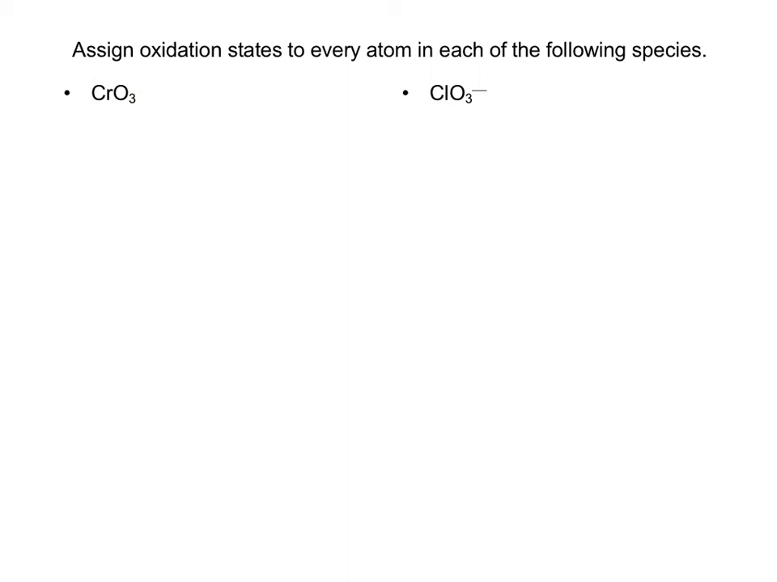I have 1 chromium and 3 oxygens, and because this thing is neutral, their charges and their oxidation states have to add up to be 0. So I would do a little formula, right? I have 1 cation plus 3 oxygens that are negative 2. That has to add up to be 0. So the cation minus 6 is equal to 0. So the cation is plus 6. So the chromium has a 6 plus oxidation state. The oxygen has a 2 minus oxidation state.